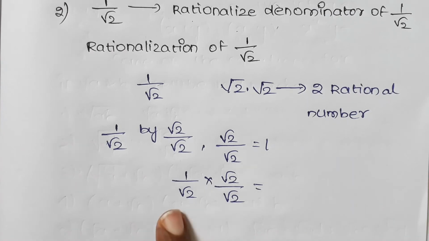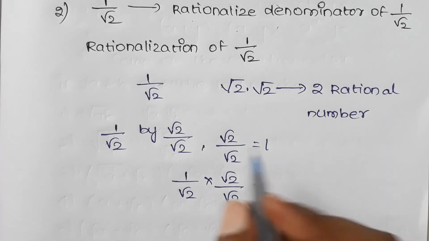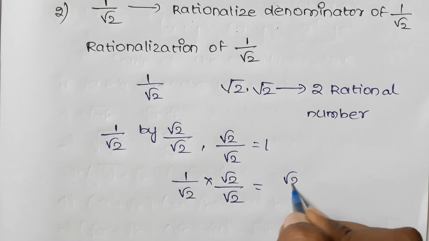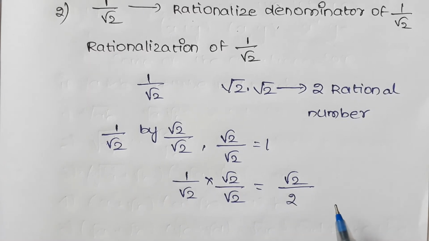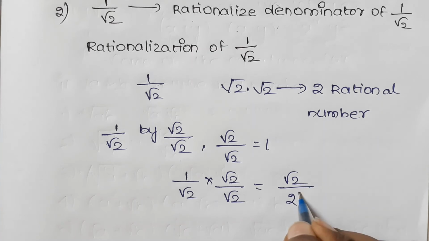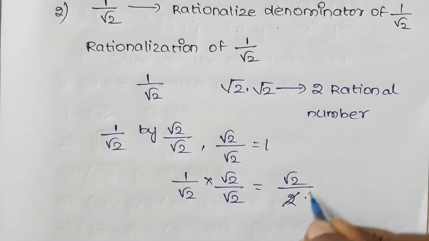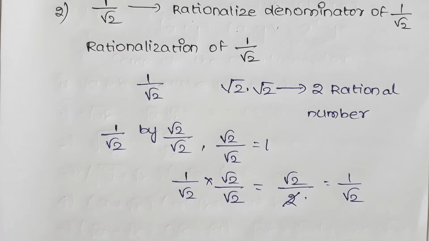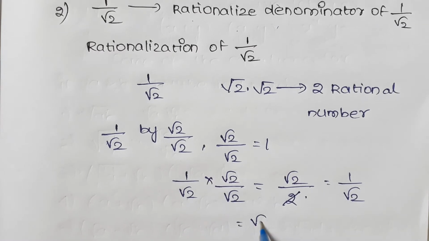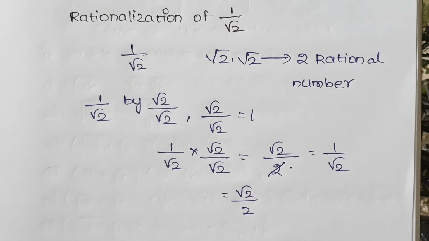Now we multiply: 1 into root 2 is root 2, and root 2 into root 2 is 2. When we divide this, we get root 2 by 2, which equals 1 by root 2. And now it is a rational number. Our required number is root 2 by 2, and this is the required rational number.